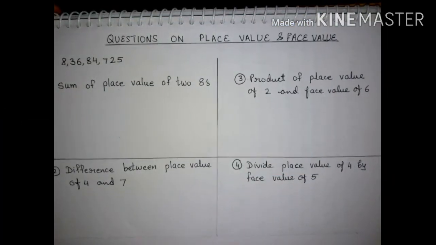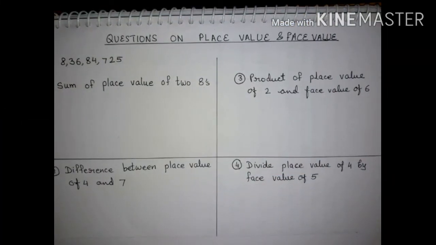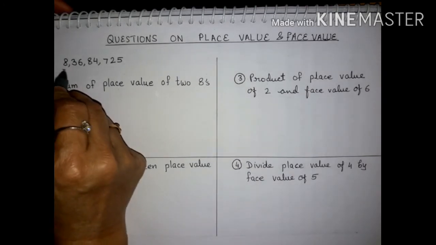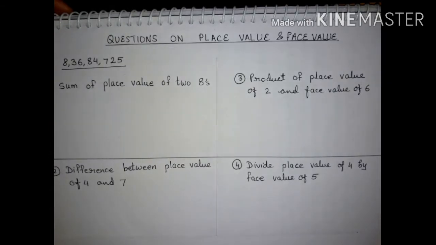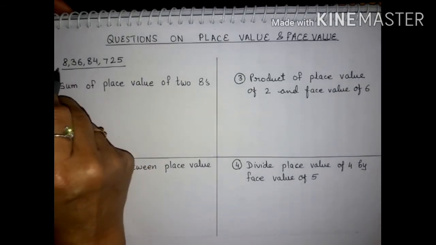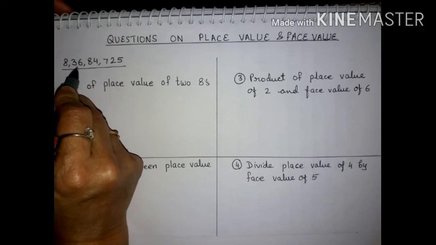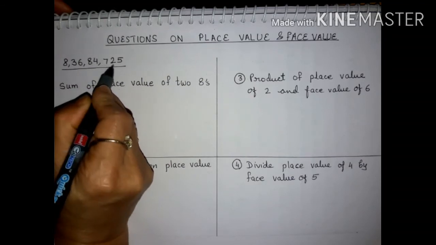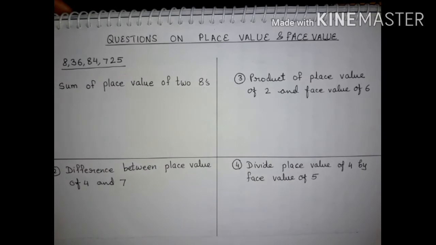Alright, now let us take some questions on the face value and place value. For example, I have taken this numeral here. If you read it, it will be 8 crore 36 lakh 84,725. The numeral can be in any system, international or Indian, that hardly matters. What is important is your concept, how to go about it. Alright, so let us take some sums for it.